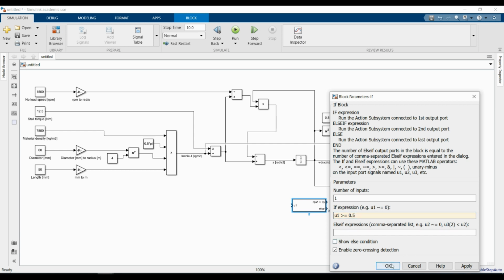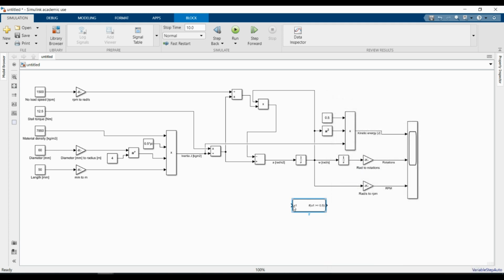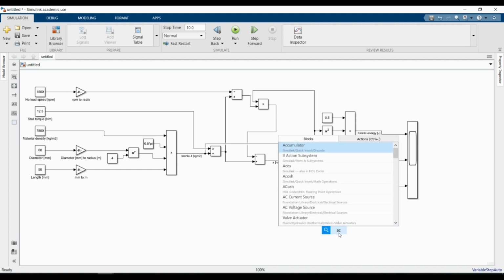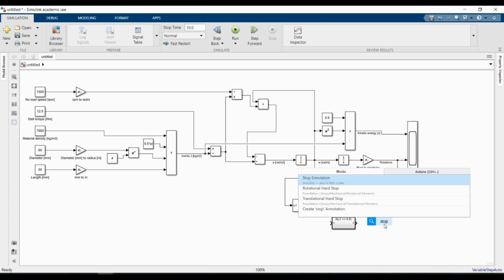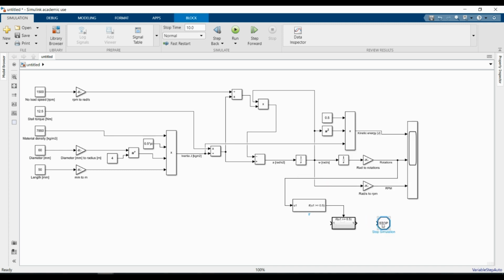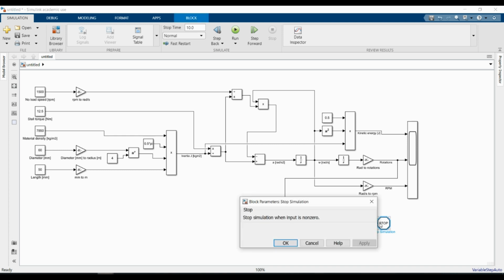If the input, which is the number of rotations, is equal to or more than 0.5, then the if statement is true. We must add an if action subsystem block to execute an action if the statement is true. We add a stop simulation block at the output, which will stop the simulation if the input is non-zero. Therefore, we add a constant of 1 as input to the if action subsystem.